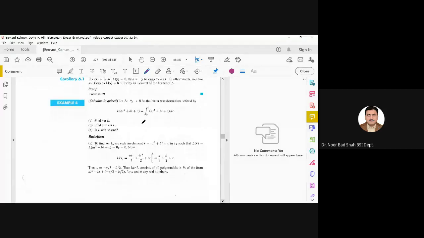Let's suppose we are given this transformation from P2 to the real numbers.